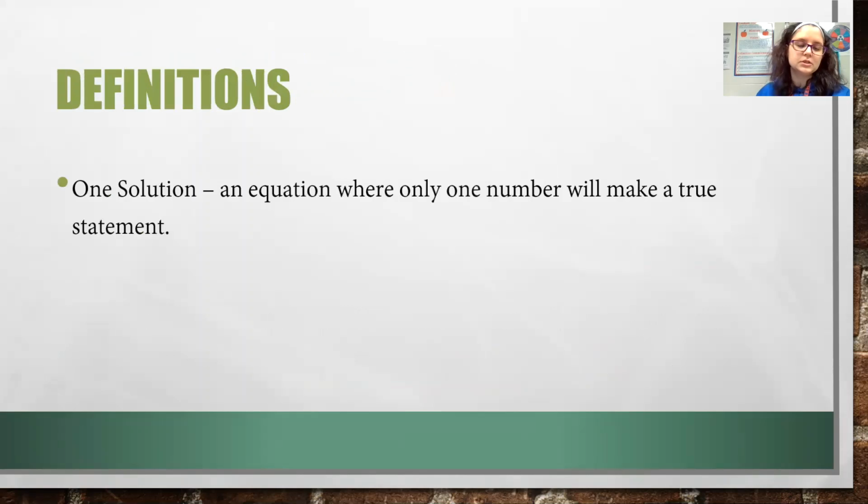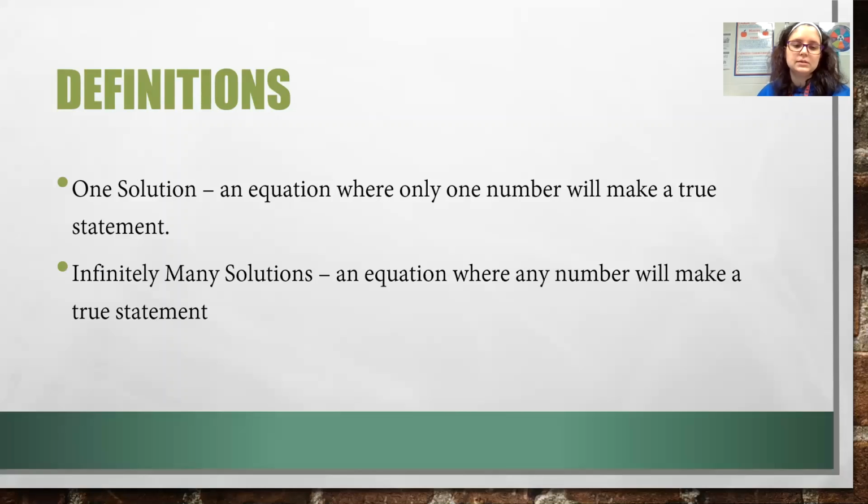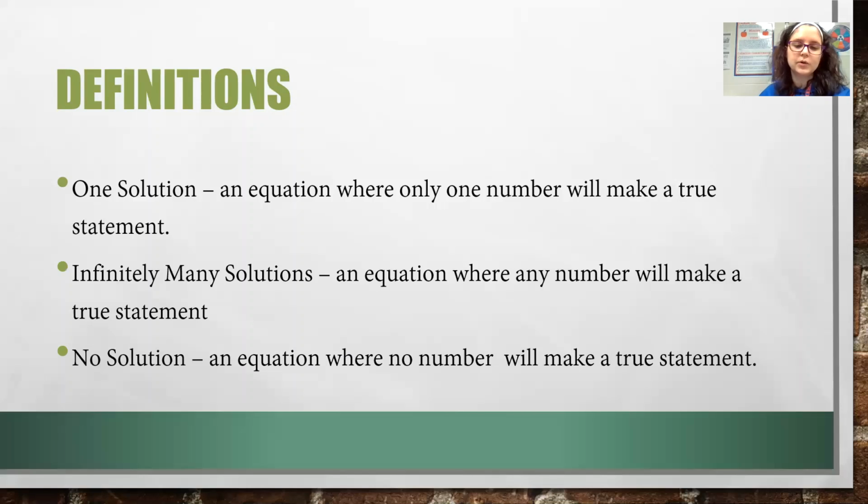One solution is an equation where only one number can make a true statement. For example, x plus 1 equals 2. The only answer for x is 1. Only 1 plus 1 gives us a positive 2. Infinitely many solutions is an equation where any number will make a true statement. And no solution is an equation where no number will make a true statement.